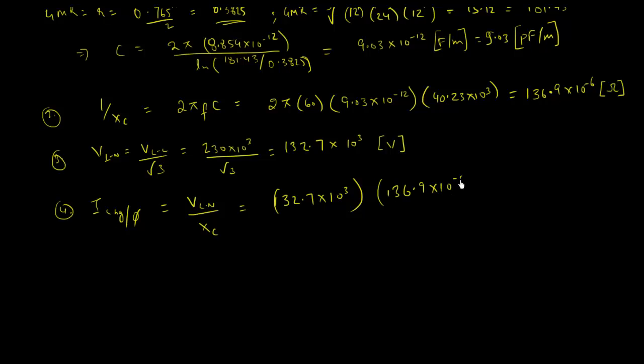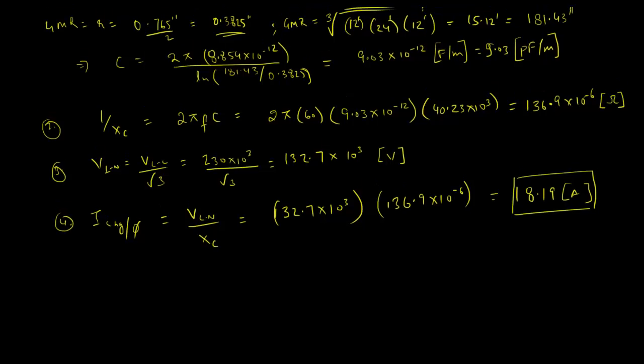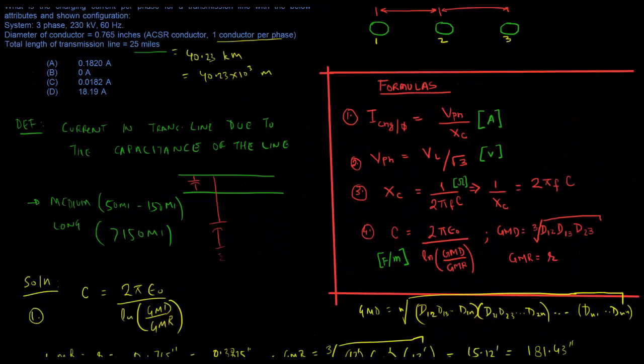136.9 times 10 to the power minus 6. When you multiply that, you should get an answer of 18.19 amps, and that is your final answer. Let's go up and look at the options that are given. So your answer D is correct.